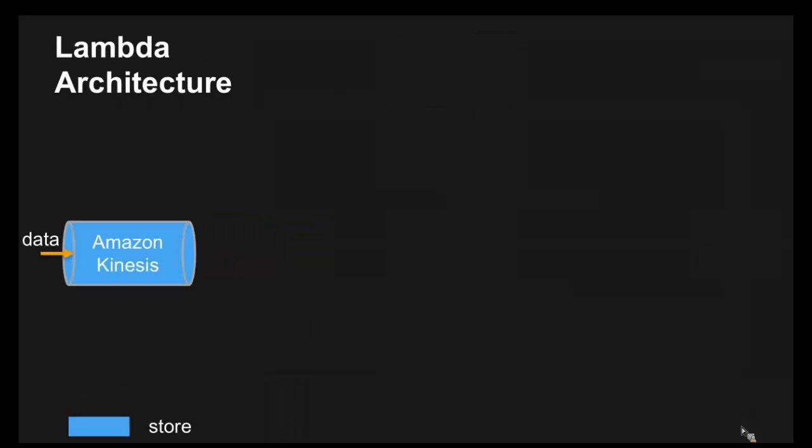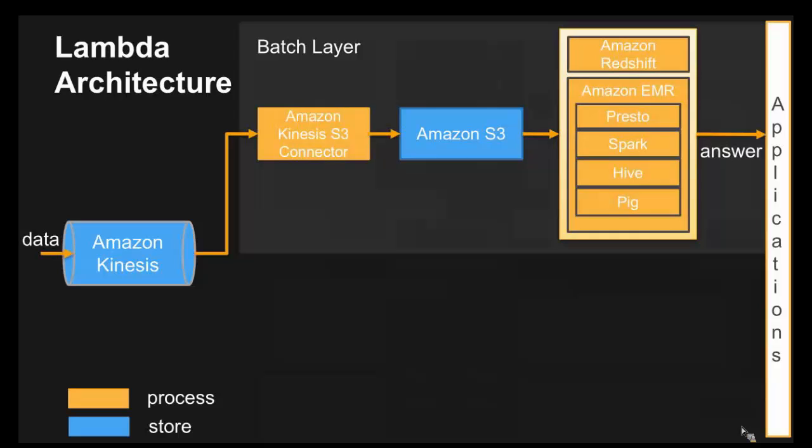Again, Lambda Architecture. So here I have data going into Amazon Kinesis, and then I'm building a batch layer where I'm writing an Amazon Kinesis S3 connector to put the data in S3, and then it can be copied over from S3 into Redshift or EMR using one of those tools, Presto, Spark, Hive, or Pig, to surface the answer. Now, if this is the only thing that you're doing, then potentially you could use Kinesis Firehose for that. You don't have to have the Amazon Kinesis S3 connector. Instead, if you use Kinesis Firehose, it automatically pushes the data to S3 or Redshift if your final destination is Redshift.